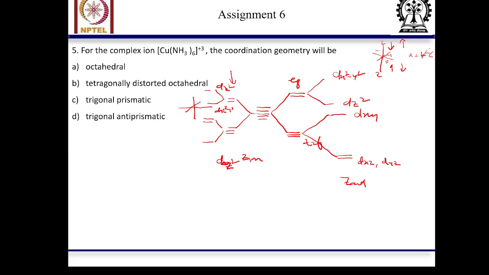Now we will fill the 9 electrons. So 1, 2, 3, 4, 5, 6, 7, 8, 9. Here we have the stabilization. Suppose this is delta. So this is minus, this is plus lambda 1 by 2. This is minus lambda 1 by 2. So we are getting a stabilization of basically minus lambda by 2. Right?